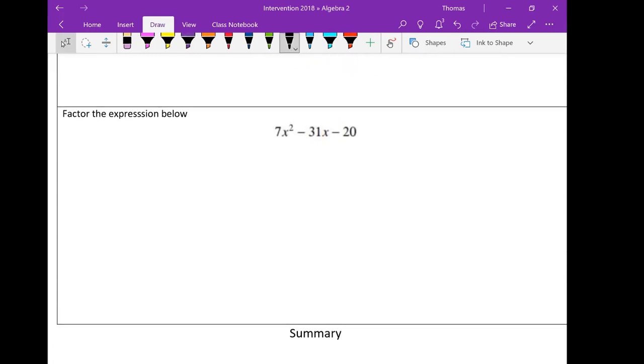Factor the expression below. Here we have a leading coefficient on our x squared term, which will be a little challenging. And then over here we have negative numbers. So this is a good extension one. Again, I'm going to make my columns.